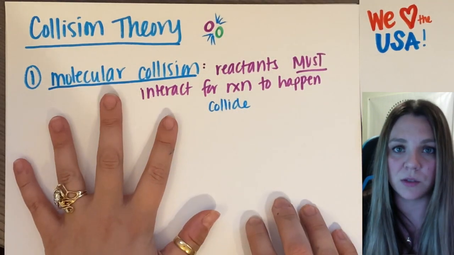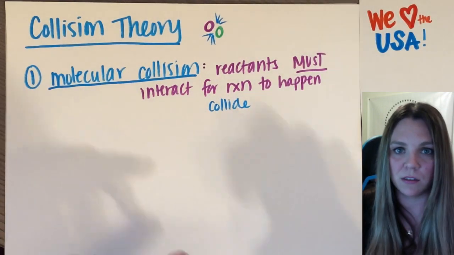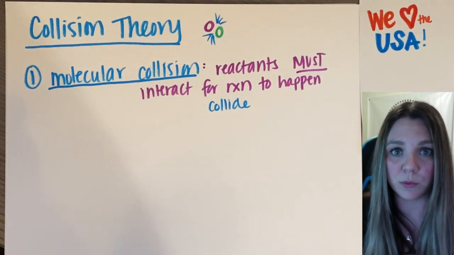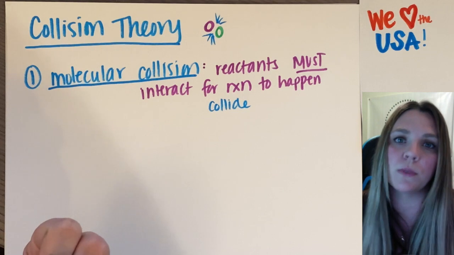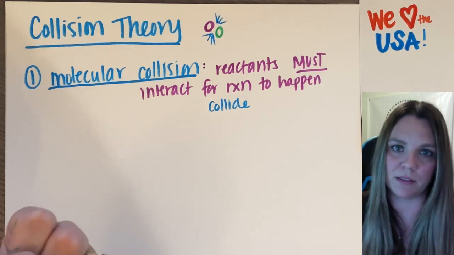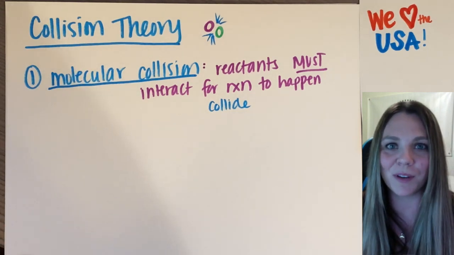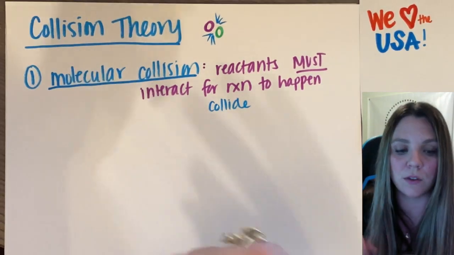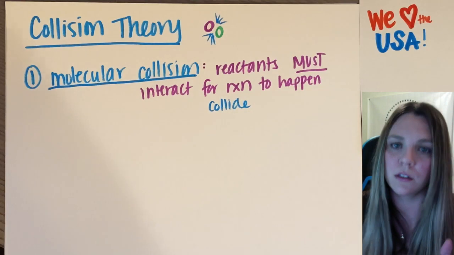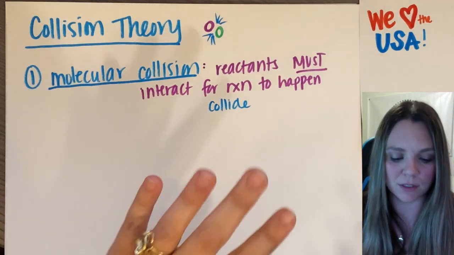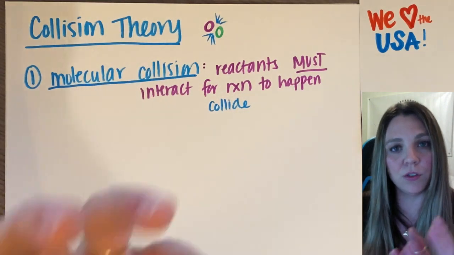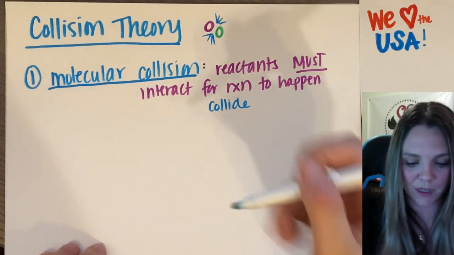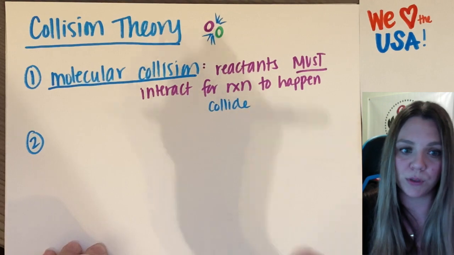This hopefully makes sense intuitively. If you have two reactants that are going to react with each other, but they're on opposite sides of the room, they never touch each other, well, there's no reaction. Nothing's going to happen. So in order for a chemical reaction to happen, you have to have the two reactants collide and interact with each other. Basic, I know, but that's point one of collision theory. Those two things gotta collide. Easy. On to point number two.